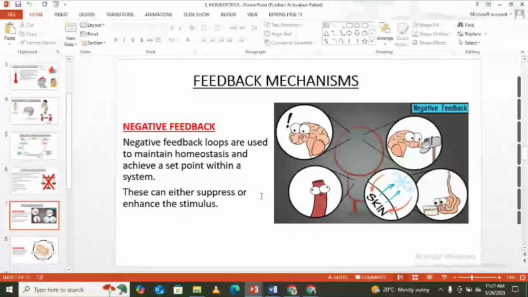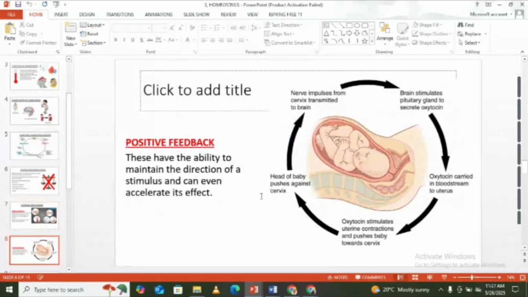So if the blood sugar rises, insulin will be released, and that will make blood glucose move into the cells, and the blood glucose levels will go down. If the blood sugar levels are low, then glucagon is released, which will allow the liver to release the stored glucose, and blood sugar levels will rise. So still that is a negative feedback system.